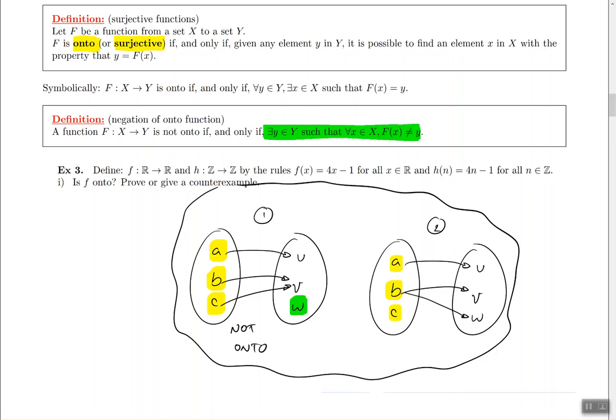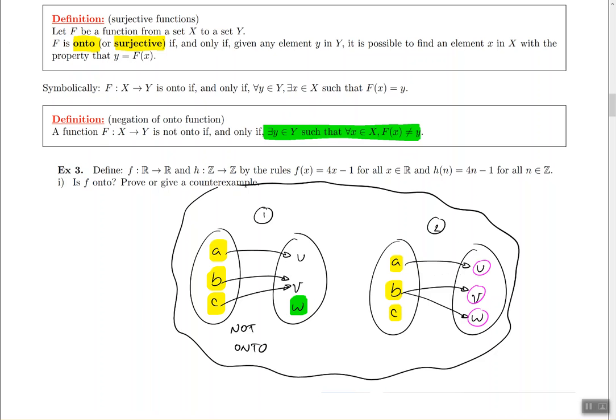So does it make sense to talk about whether it's onto or not? No, it does not make sense to talk about whether it's onto. Because it's not even a function in the first place, we don't care if it's onto or not. By the way, in this case, the U, V, W, they all have an arrow to them. But unfortunately, that situation is not a function, so it doesn't make sense to talk about whether it's onto or not.